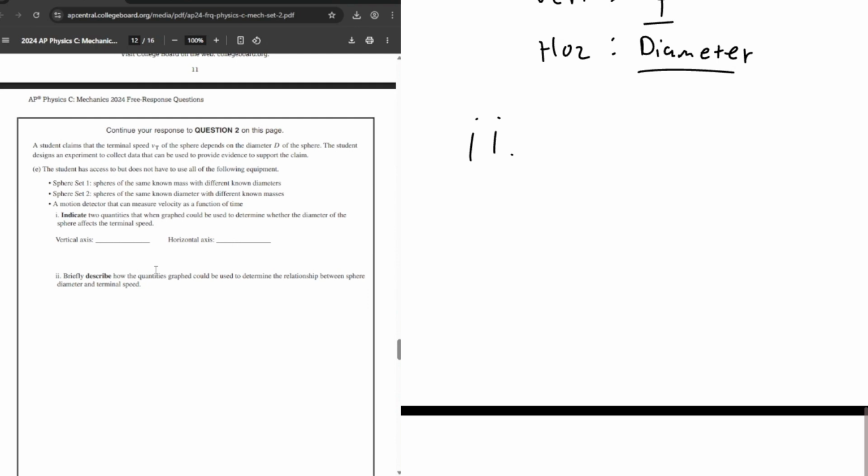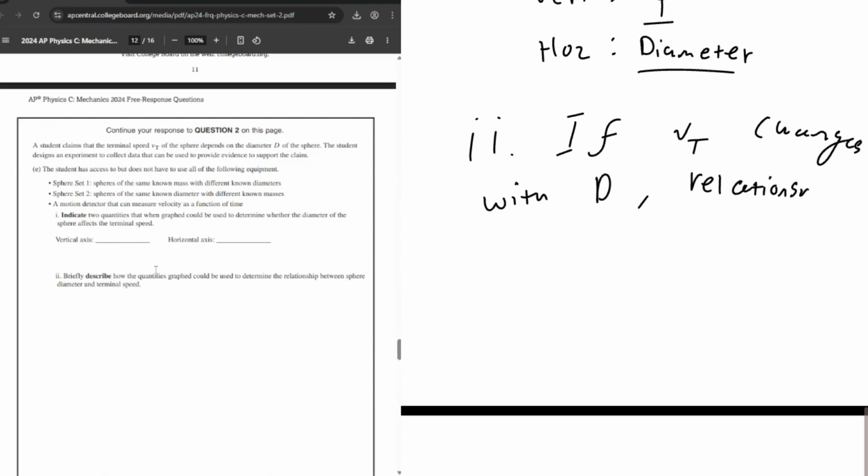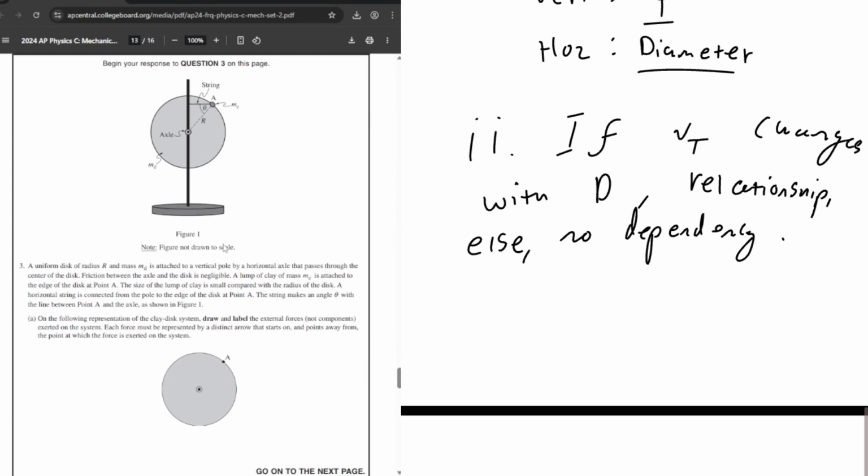Briefly describe how the quantities on the graph could be used to determine the relationship between the sphere diameter and terminal speed. If Vt changes with the diameter, there is a relationship, else no dependency. Done. Next question.